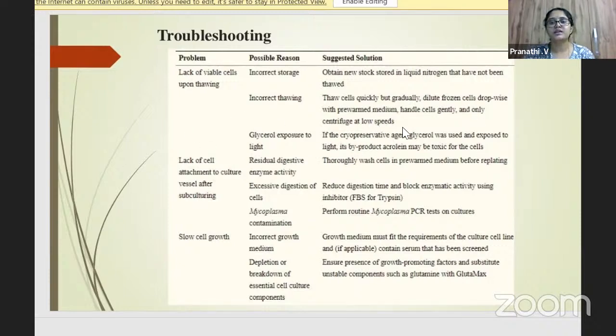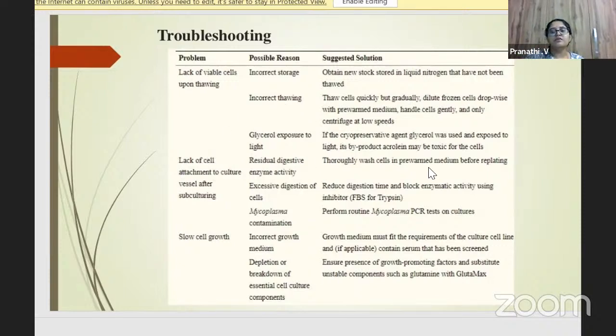Incorrect thawing also will actually cause issues. So dilute the frozen cells slowly with pre-warmed medium, and then centrifuge at low speeds. And if at all there is glycerol exposure to light, this can happen because of the lack of viable cells that can be seen.